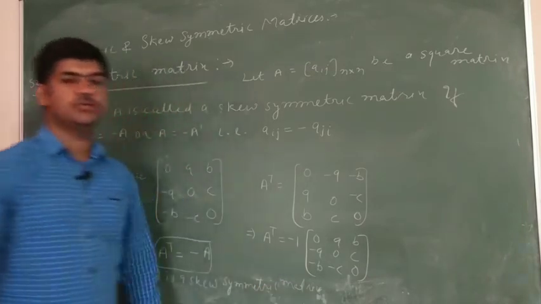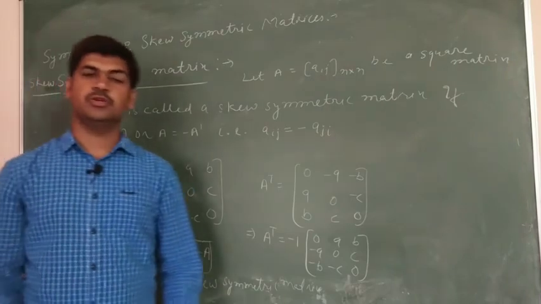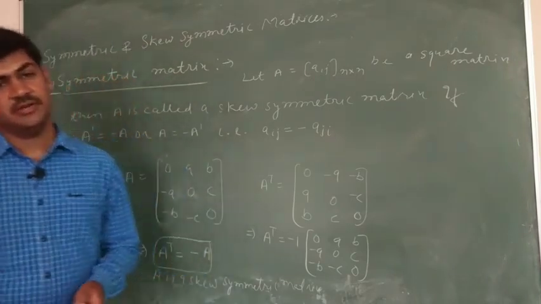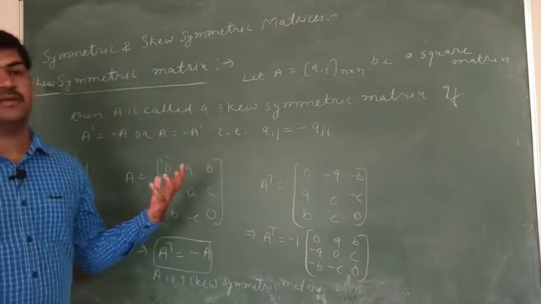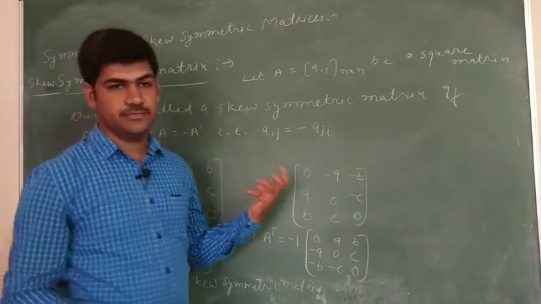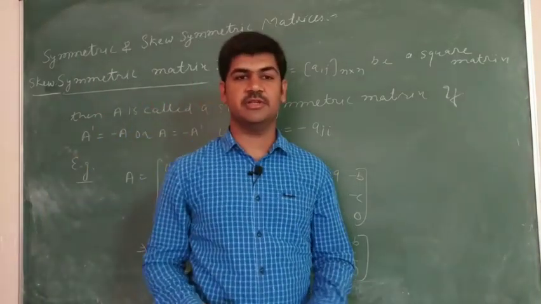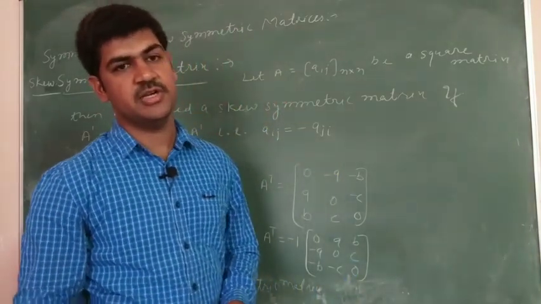I hope you have understood the definitions of both symmetric and skew symmetric matrices, and also understood the example that I took for the fourth property of transpose of a matrix, that is, AB whole dash is equal to B dash times A dash.